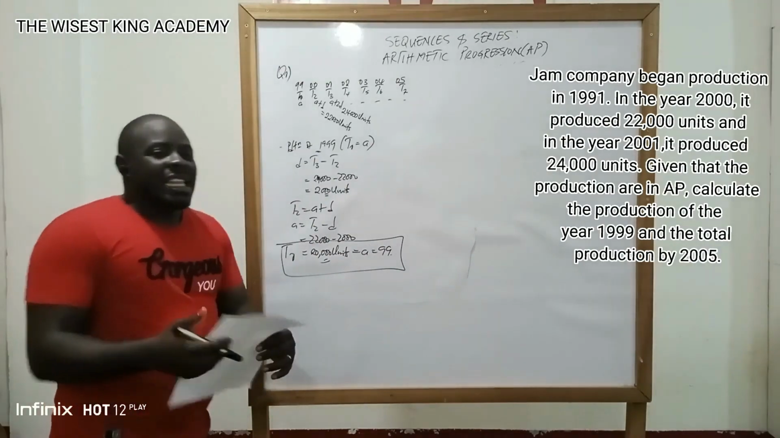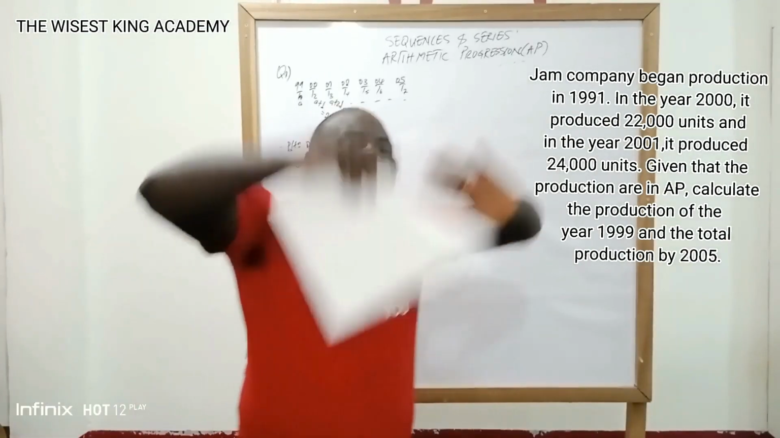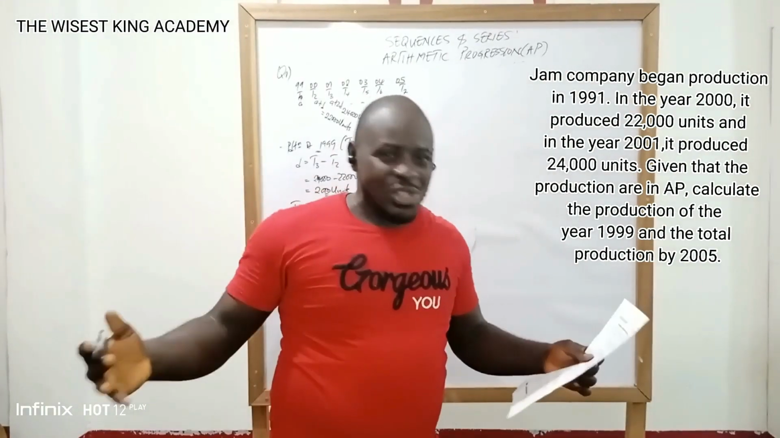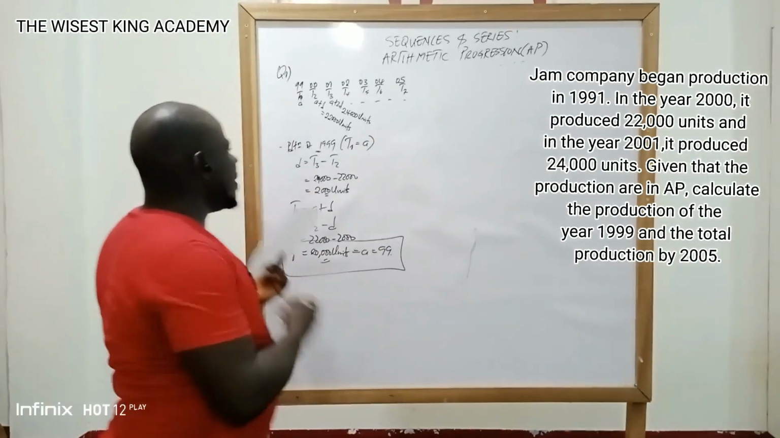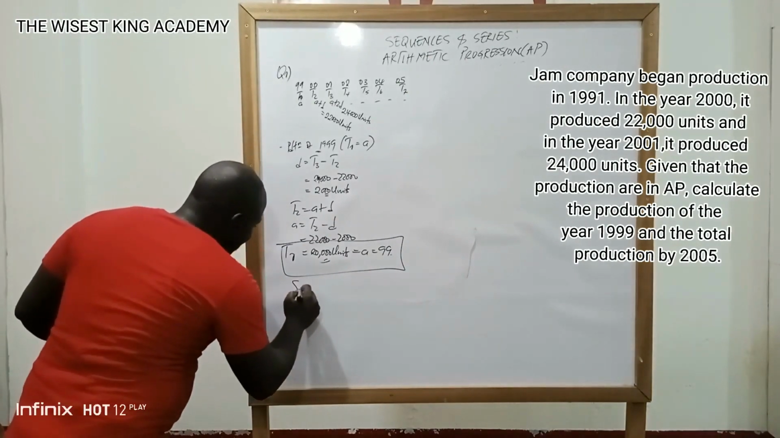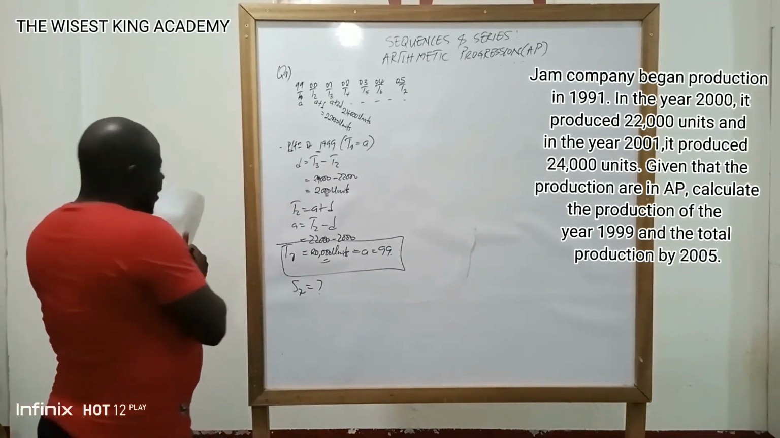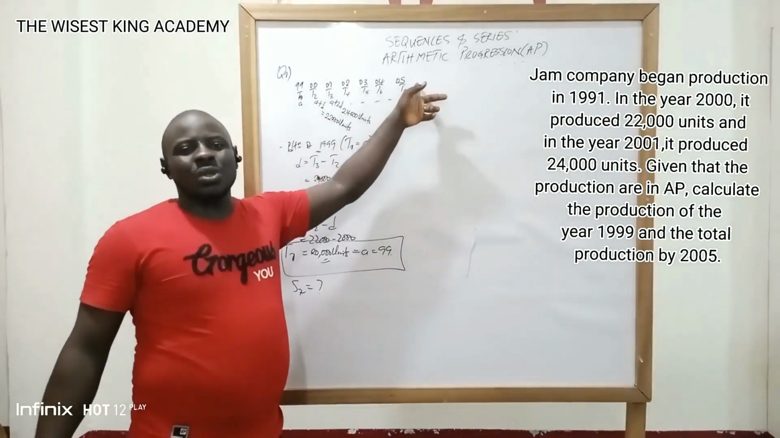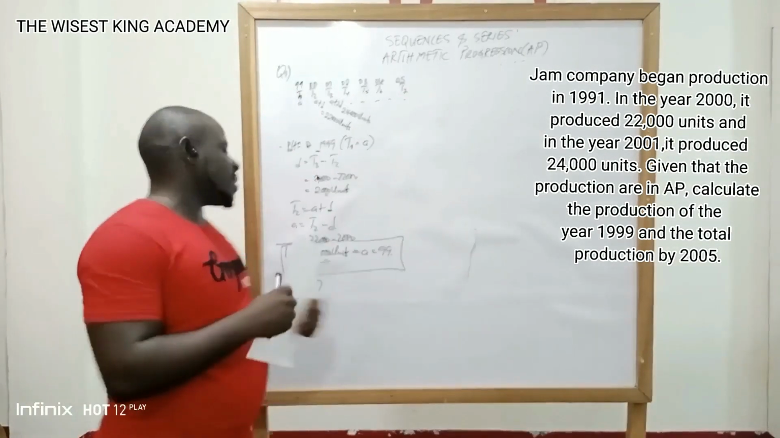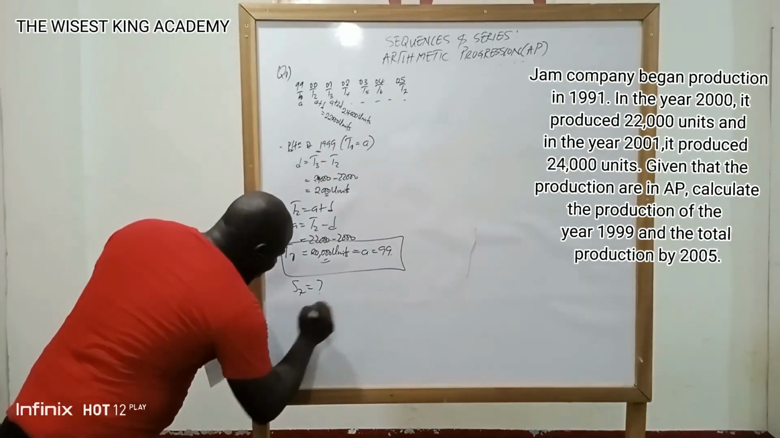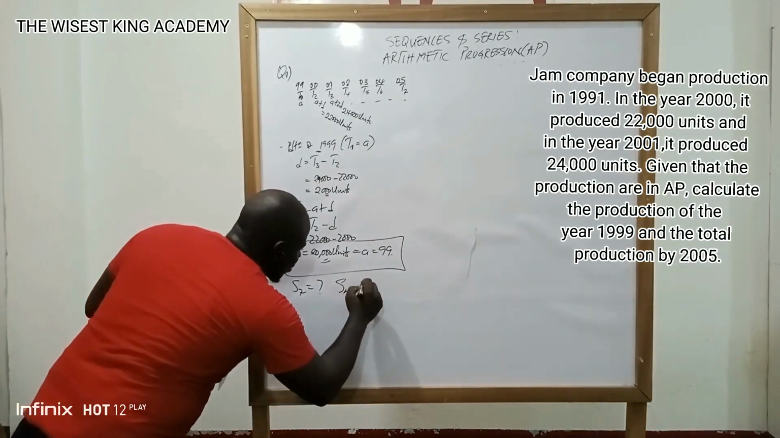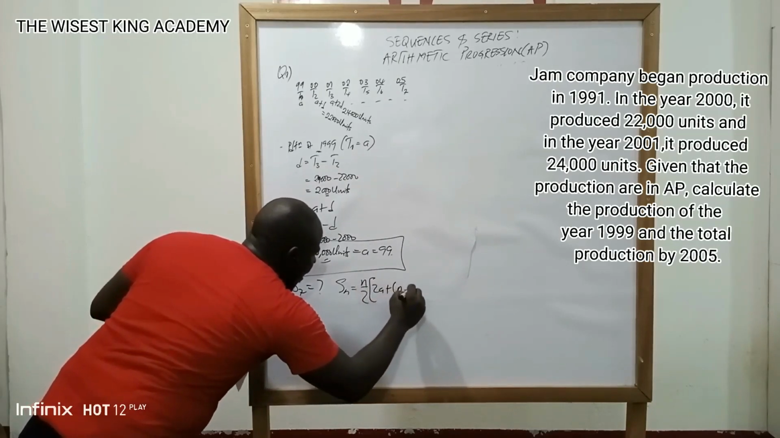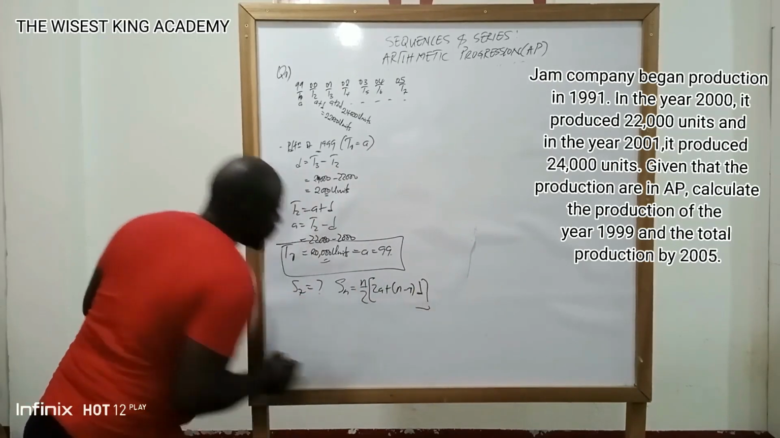Now, they say we should calculate the total production by 2005. What does this mean? Total sum of the first n terms, that's Sn, which in this case is going to be what? S7, because from 1999 to 2005 is actually 7 years. So if we look at this, how do we calculate Sn? Sn is equal to n divided by 2, big bracket open 2a plus n minus 1 d.